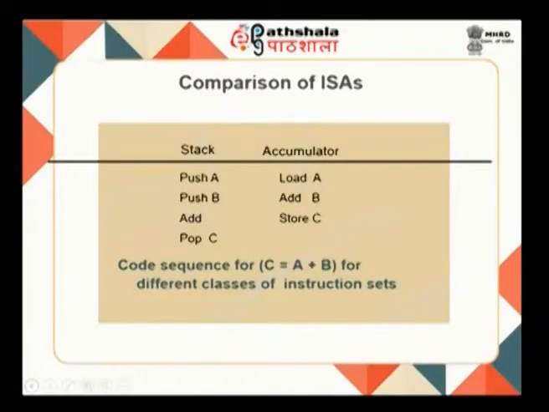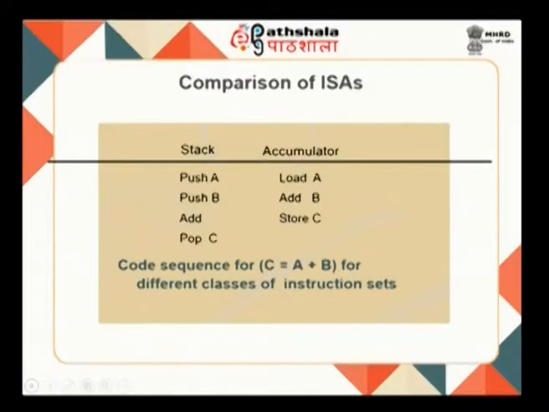So, this gives you an example of the comparison of ISAs. Suppose you have to execute the code sequence C = A + B. If it is a stack based ISA, you will have to first push A onto the stack, push B onto the stack, and then simply give an add instruction which will add the top two elements of the stack and then pop the result into C. If it is an accumulator based ISA, you will first load A into the accumulator, then add B. A is already available in the accumulator, so straight away add B and store the result in C.